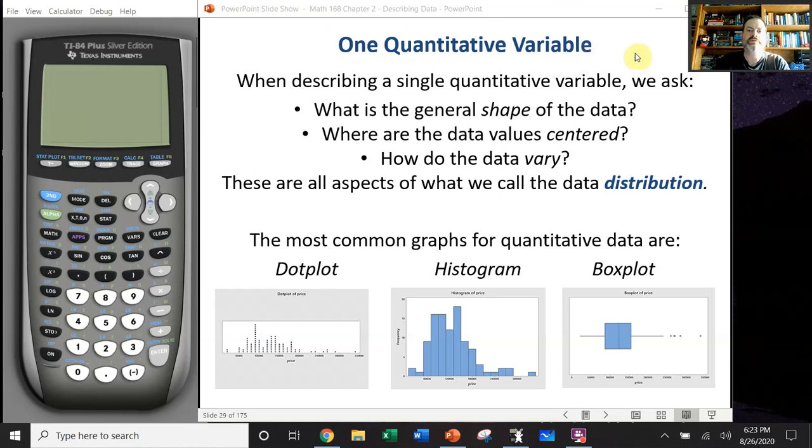So quantitative variables are very different than categorical variables. When we have a categorical variable, the bar chart is the only way to display that data. Bar charts and pie charts. Here we're going to have lots of ways to display quantitative variables. So we're going to do the first two bullets in this section, and the third bullet is the next section. And so the most common graphs for quantitative data are this dot plot, histogram, and then a box plot. So let's see how this works.